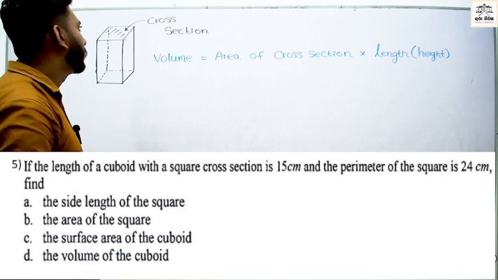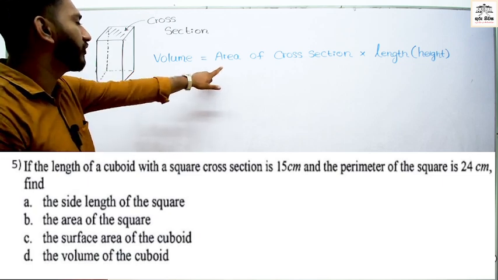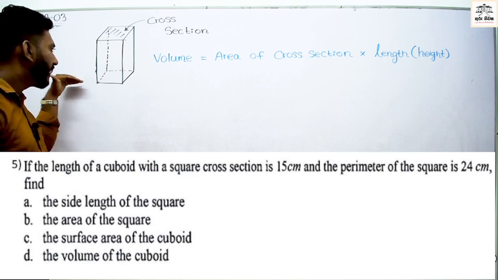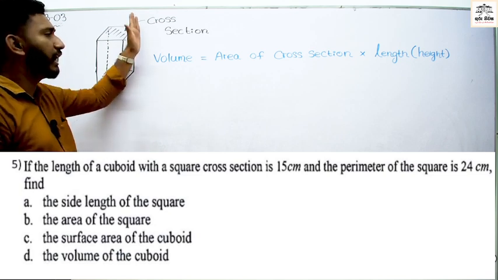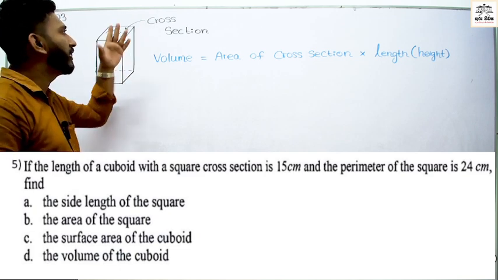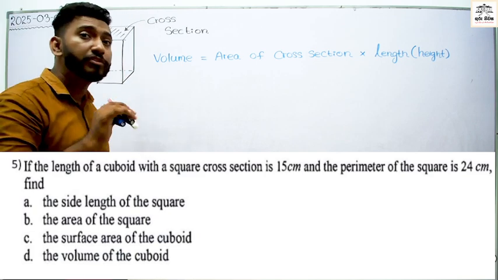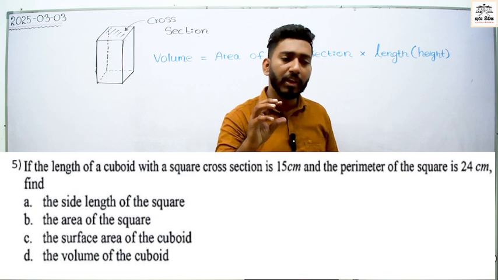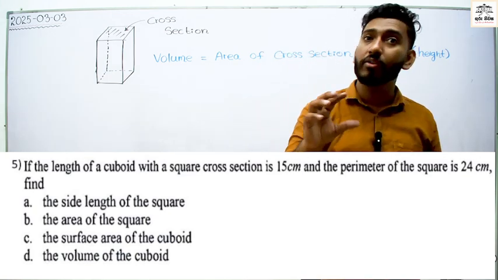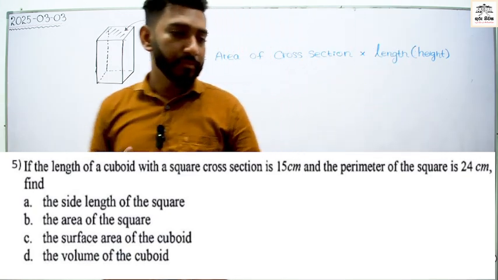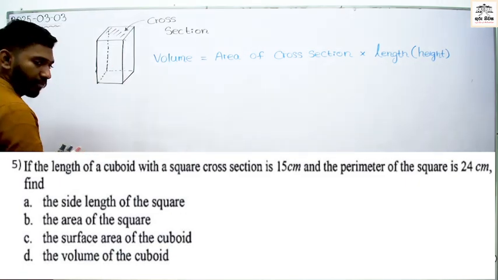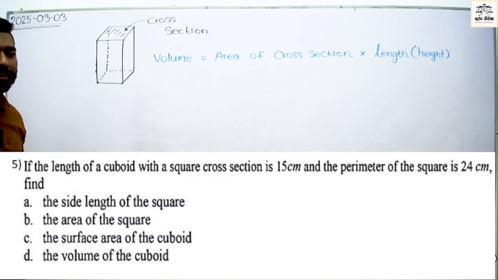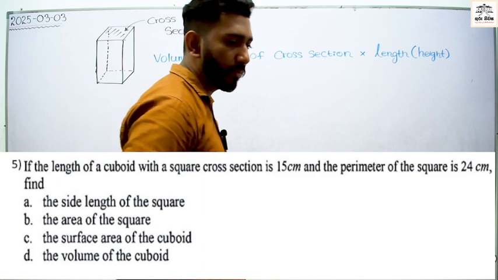Look at that. The volume is the area of the cross section. Now how to find the area of the cross section? Area means as a length into breadth and into height. Length into breadth into height, that one becomes as a volume of the cuboid. Now tell me, the length of the cuboid with square cross section is 15 cm, right? And the perimeter of the square is 24.